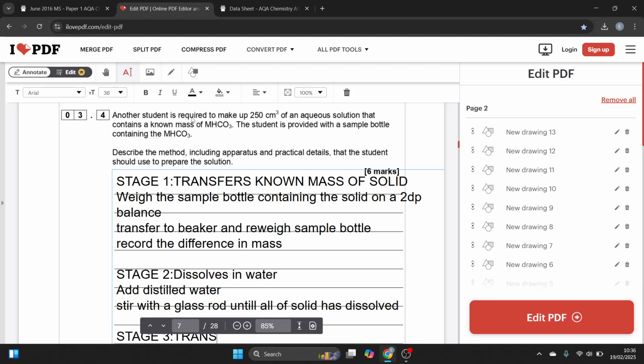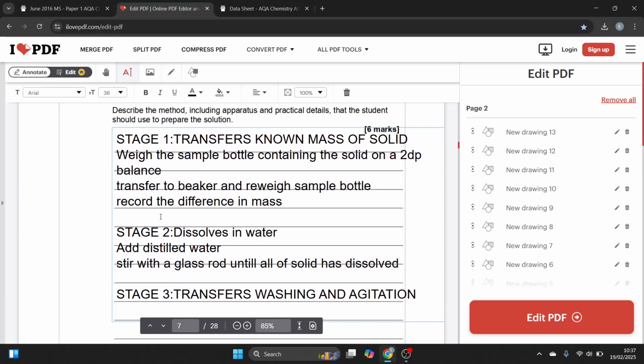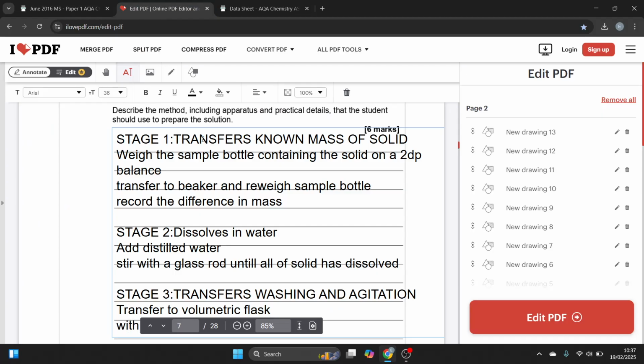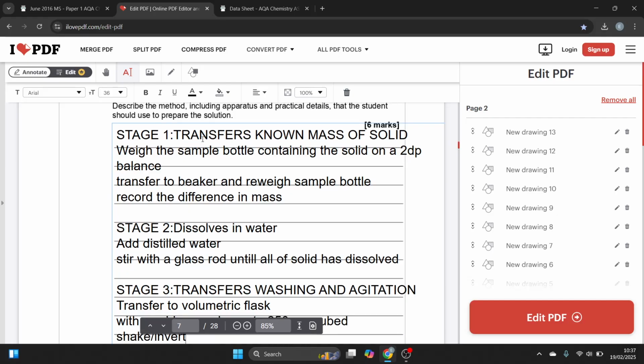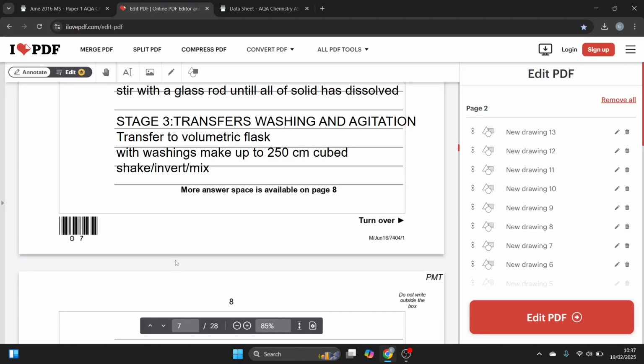Stage 3, transfers, washing and agitation. Transfer to volumetric flask with washings, make up to 250 centimeters cubed. And final step, shake / invert / mix.